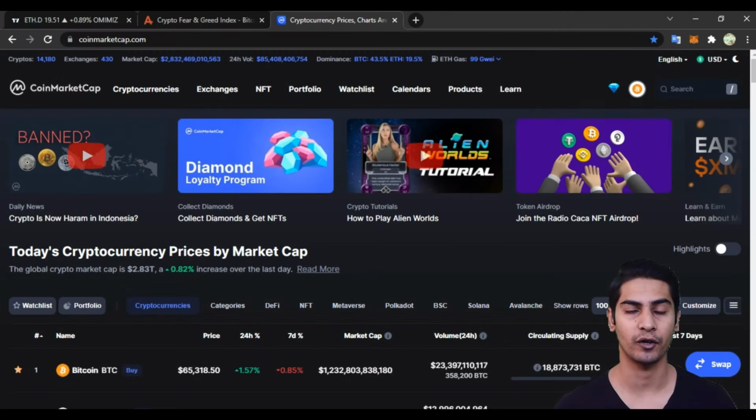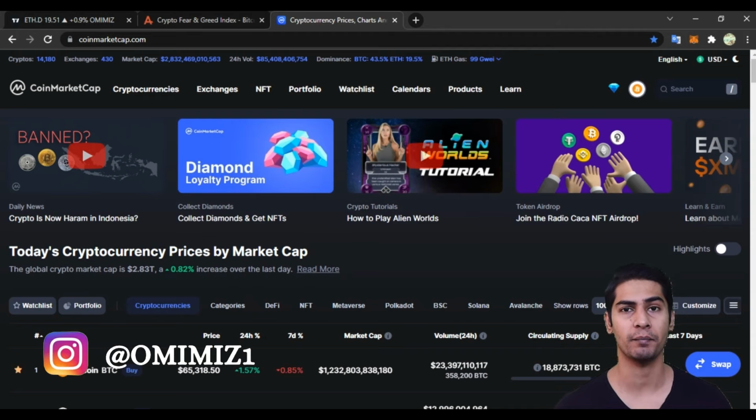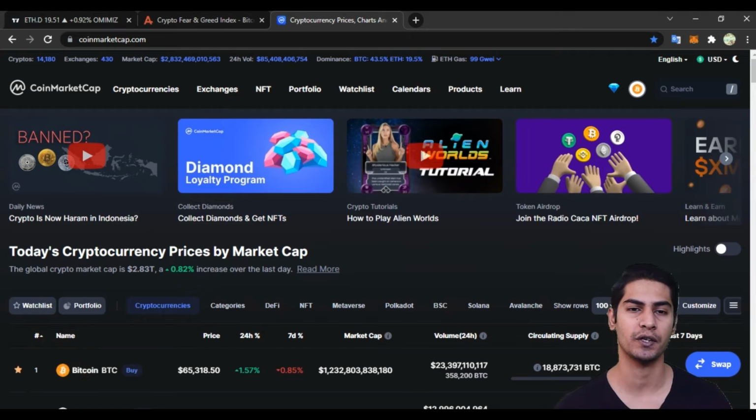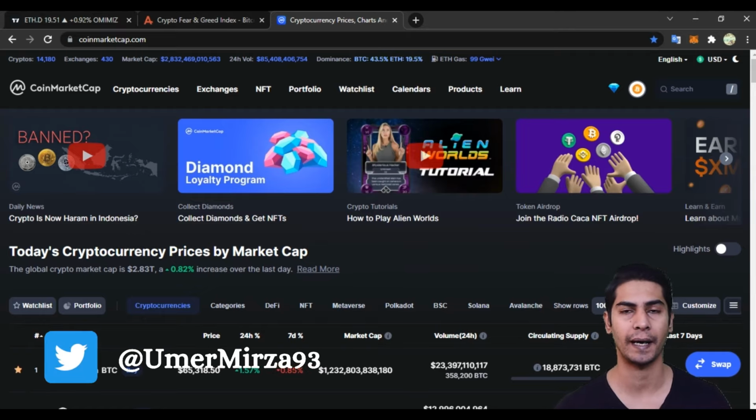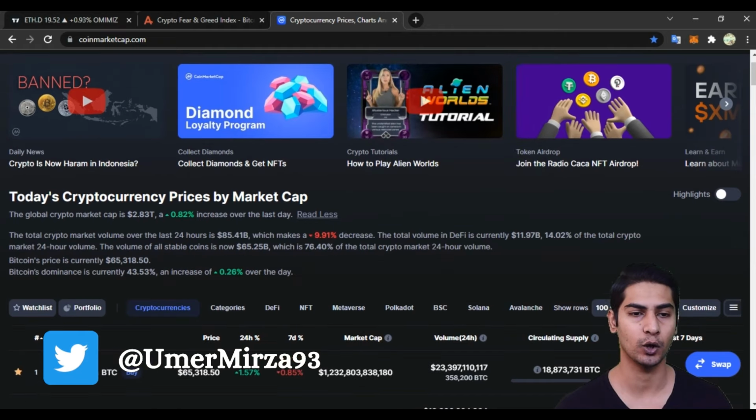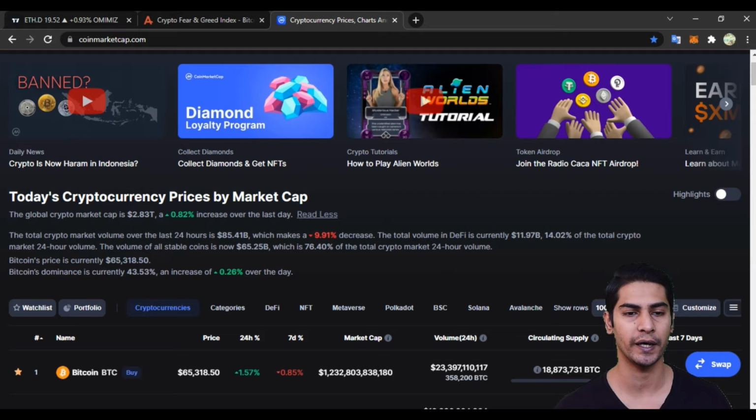So this is the start for our technicals, and we're gonna start with CoinMarketCap. And let's see in CoinMarketCap what the updates are for us for today. If we look at BTC's dominance, it is at 43.5 and Ethereum's dominance is at 19.5. If we look at the global crypto market cap, it is at 2.83 trillion, a 0.82% increase over the last day. Money is coming in from late Sunday night.